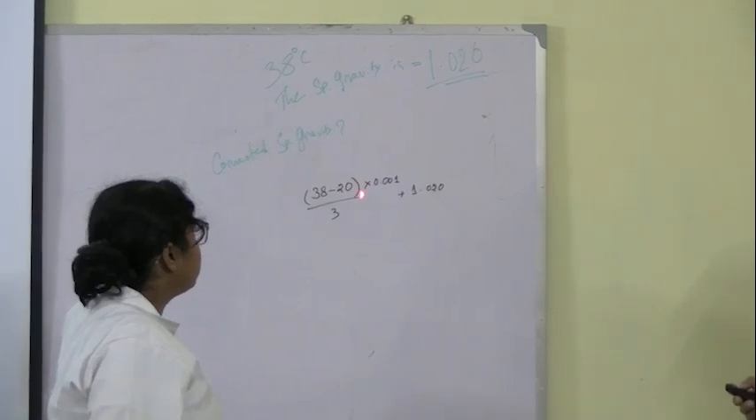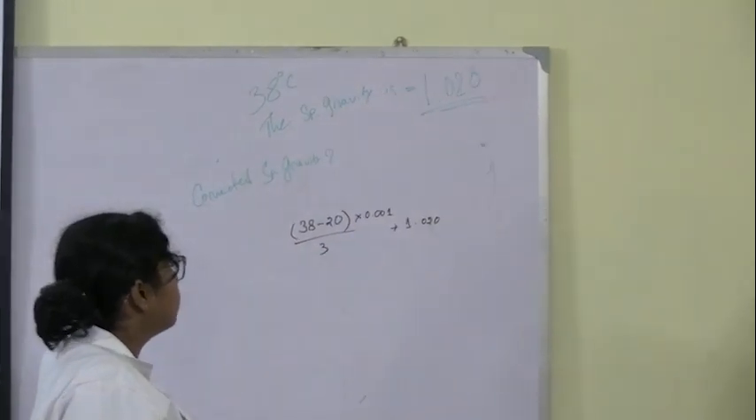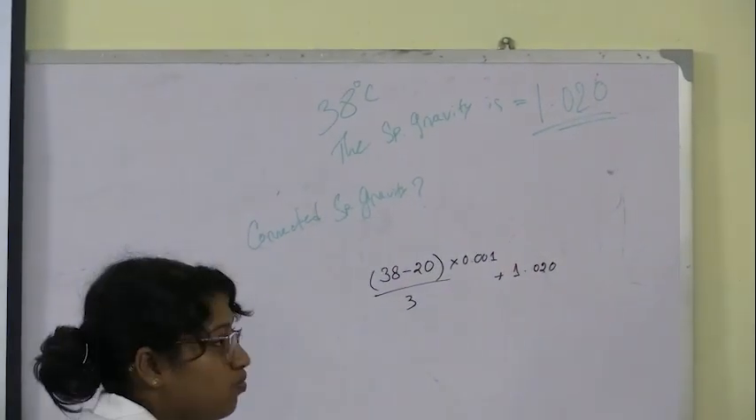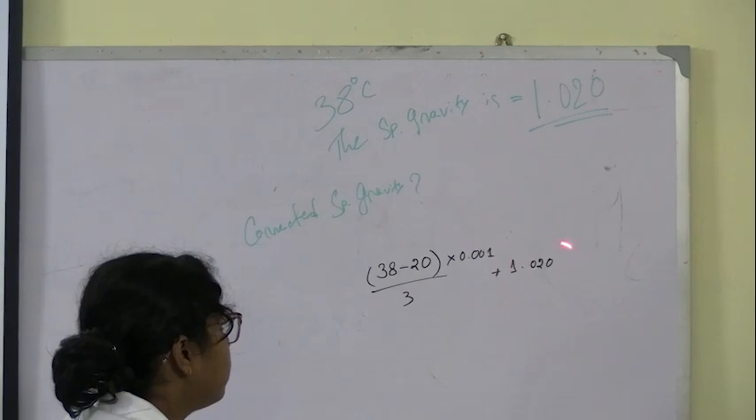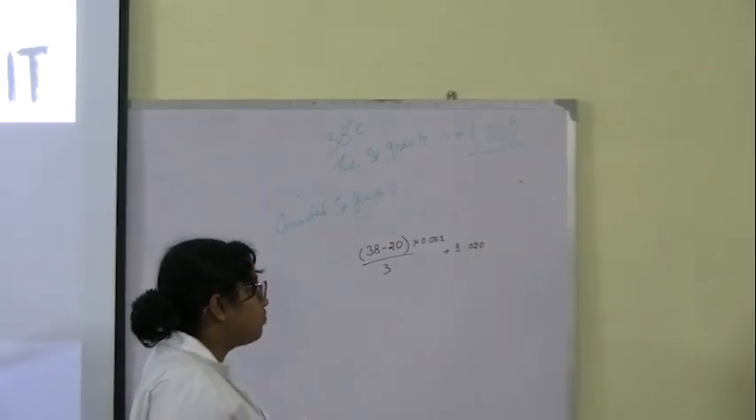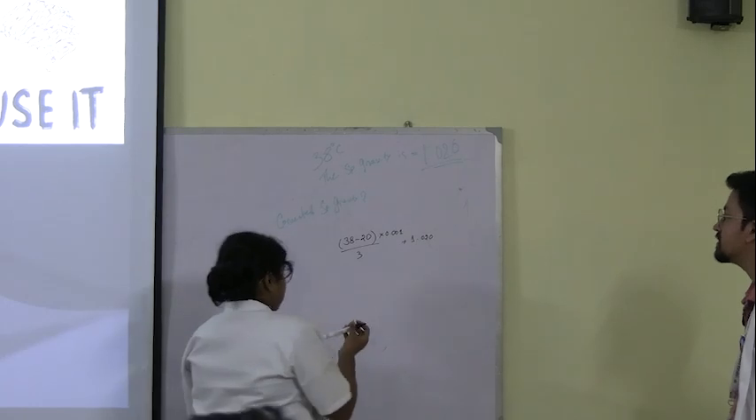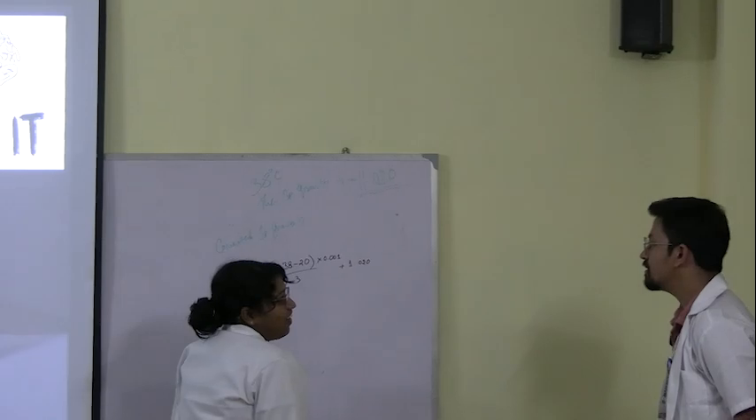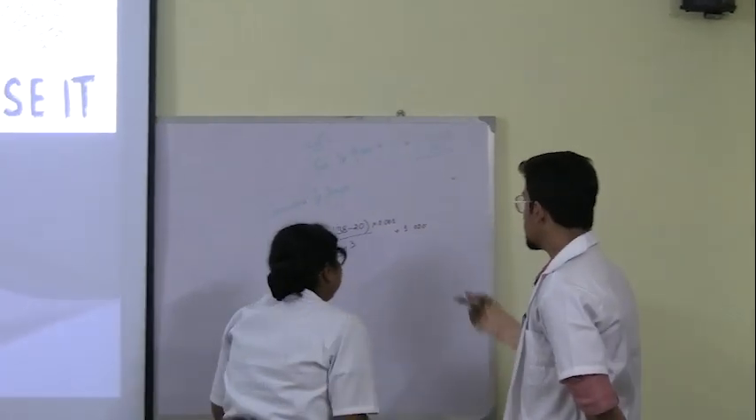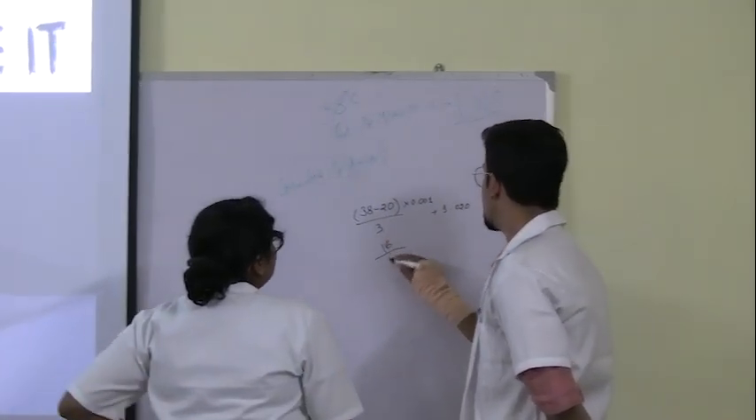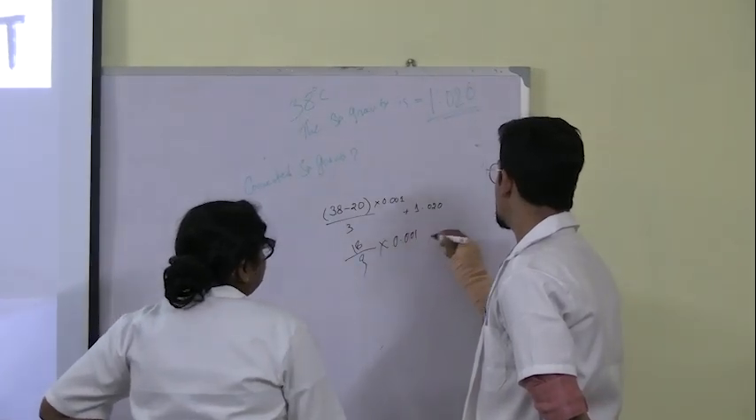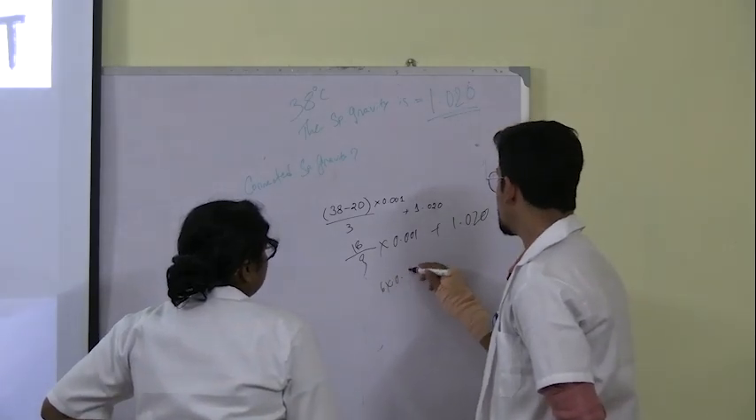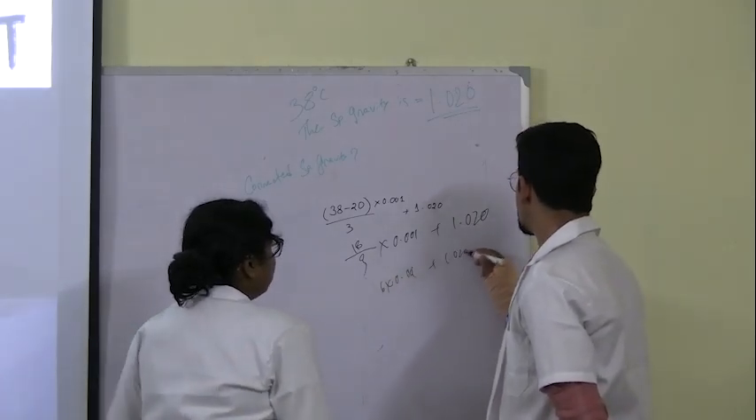That is why she did what? She measured the temperature difference, then divided it by 3, and whatever came, she multiplied with this much. Then the value she got was added to the base value that you got already. Right? Solve it. How much does it come? Don't be afraid of maths. 18 by 3 into 0.001 plus 1.020. Right? This is 6. 6 into 0.001 plus 1.020. How much does it come?